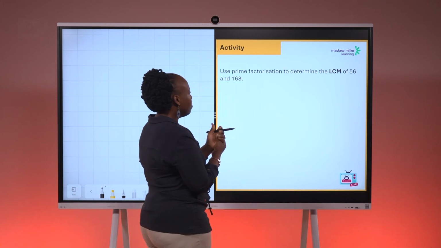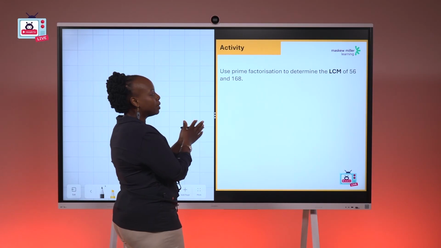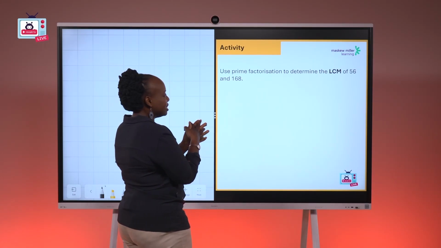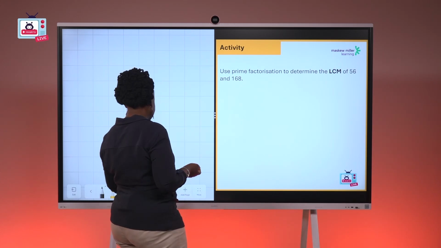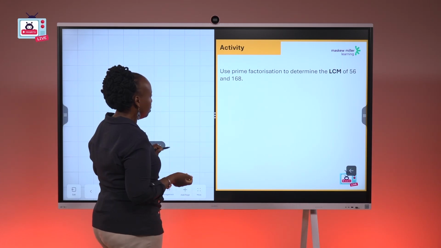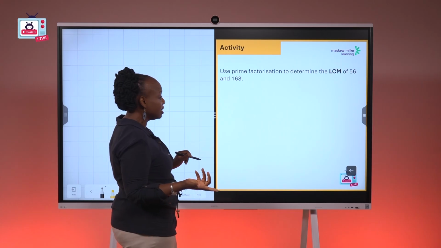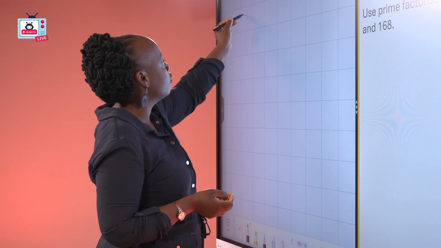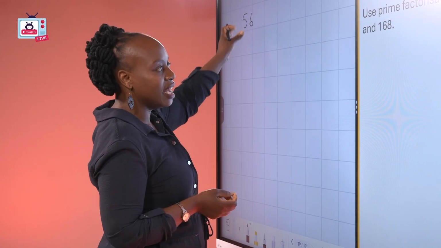So here, remember, we said we have to use what? The prime factorization to determine the LCM as well as the highest common factor. So let's do it together and see what we are going to have. Remember how we get the LCM? I said that you don't really have to stress yourself. You can just add them together as you go down.